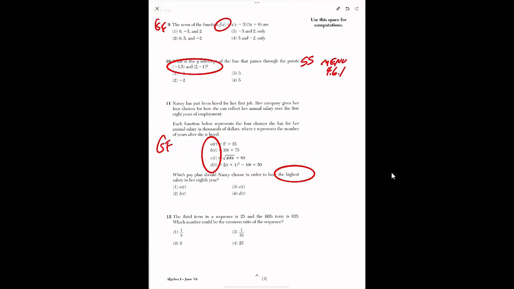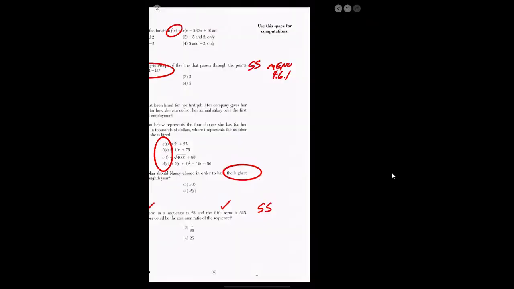Number 12, same thing. They've given us 2 terms. They've given us the 3rd term and the 5th term, so we can use the spreadsheet and then use menu 468, and we can find out the common ratio. All right, let's go.